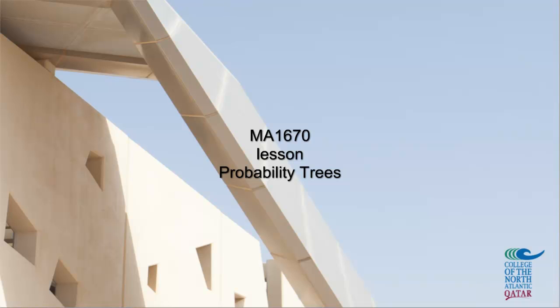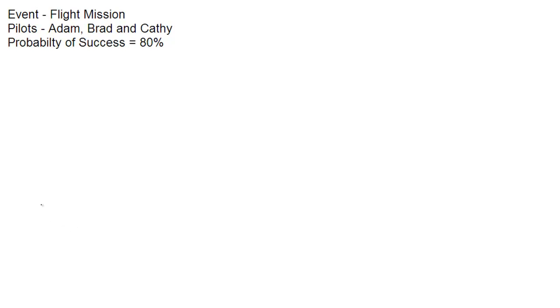This is going to be a short video to recap some of the work we did in class talking about probability trees. So we're going to talk about an event of flying a flight mission. We have 3 pilots, Adam, Brad, and Kathy, A, B, and C, and they're going to each go on a mission, and the probability of success on their mission is 80%.